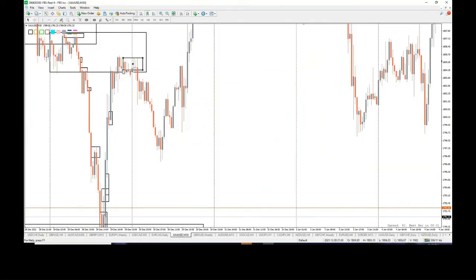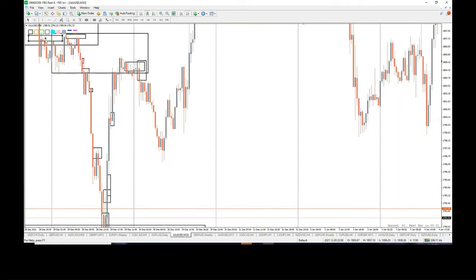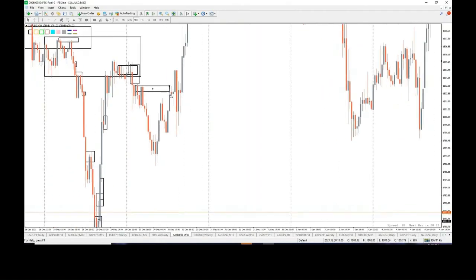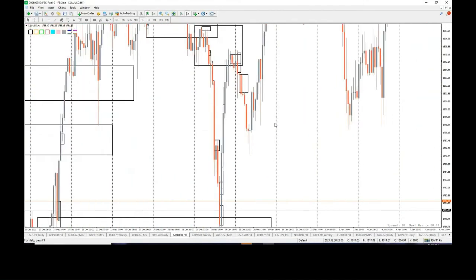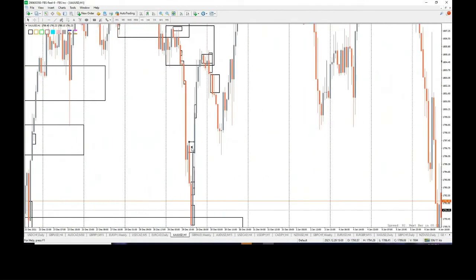If M30, you can have this zone. This is your first entry and this is your second entry. And this is your next entry. And why is the price going back up right there? Because there's an engulfing fail.